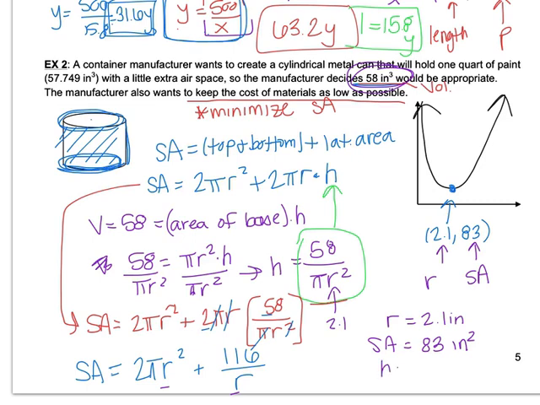So you would just want to punch in your calculators 58 divided by pi times 2.1 squared. And you should get 4.2. So it would be 4.2 inches tall. So those are the dimensions of the paint can.